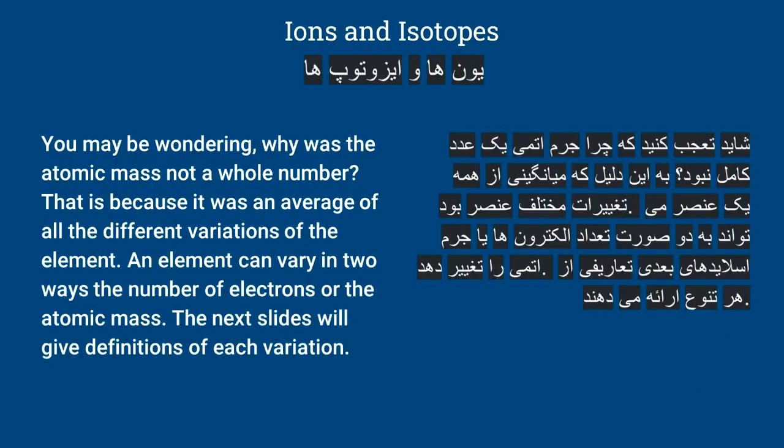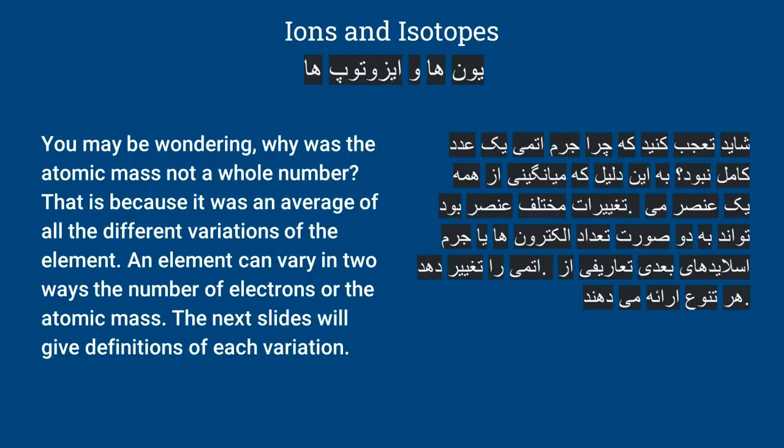Hi everyone, my name is Meg. We are now going to learn about ions and isotopes. After learning about atomic notation, you may be wondering why the atomic mass is not a whole number. That is because the atomic mass is an average of all the different variations of the element.